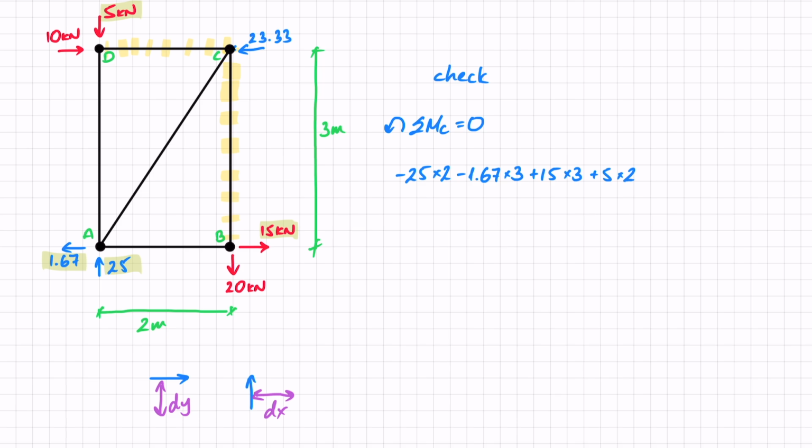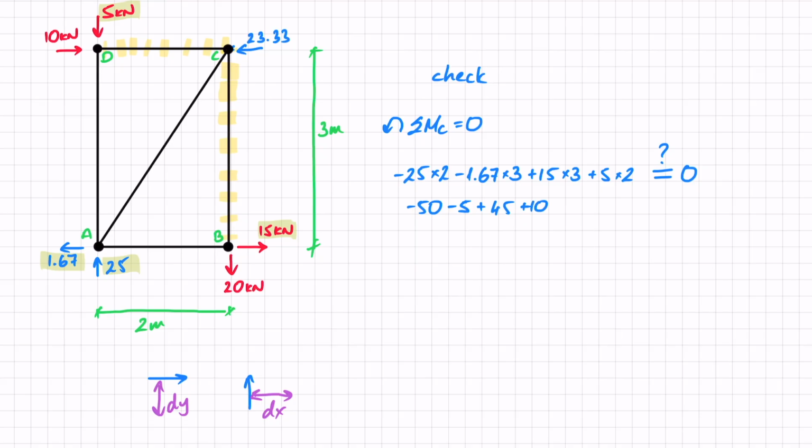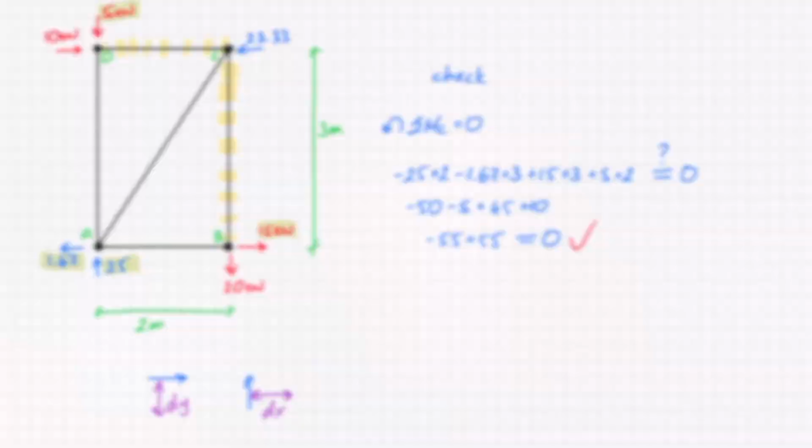Now, if we've solved correctly, that should equal 0. If we haven't solved correctly, we need to go back and figure out where we made a mistake. So let's sum this up. Minus 50 minus 5 plus 45 is minus 10. Hmm, you can see here that we've got minus 55 plus 55, and that is indeed 0. Check complete, and we've solved the reactions, even though we don't yet know how to solve the truss. But that will be in the next series of lectures.